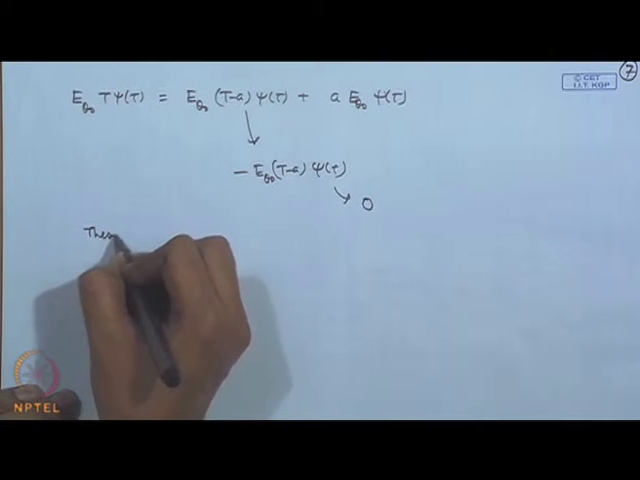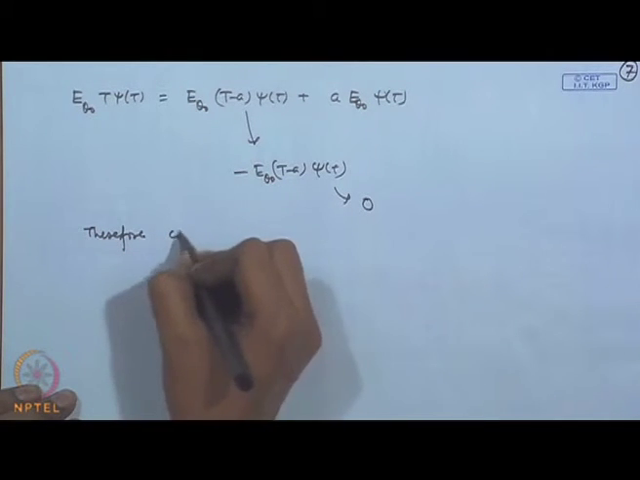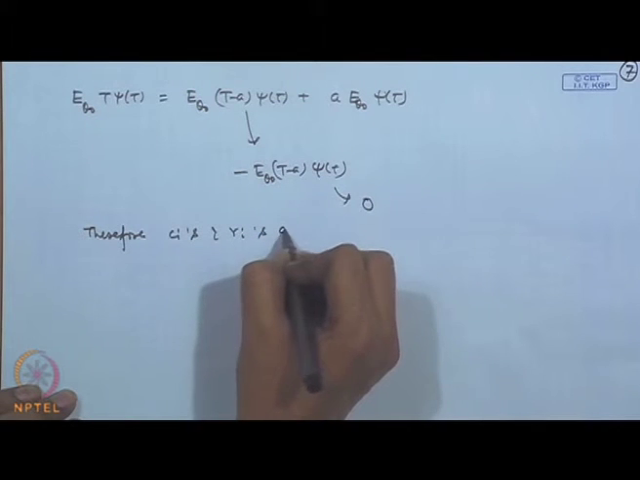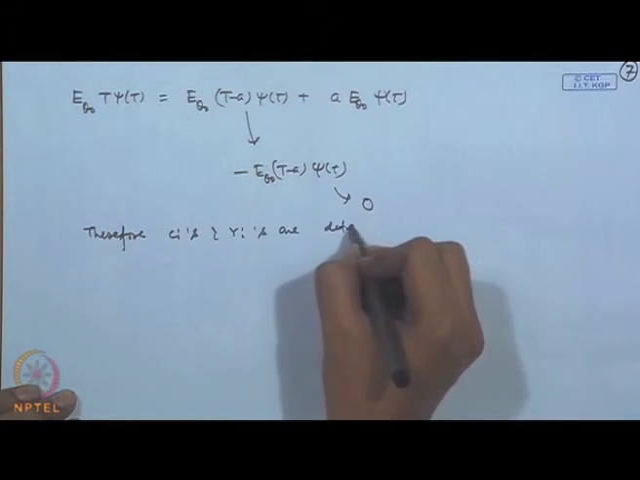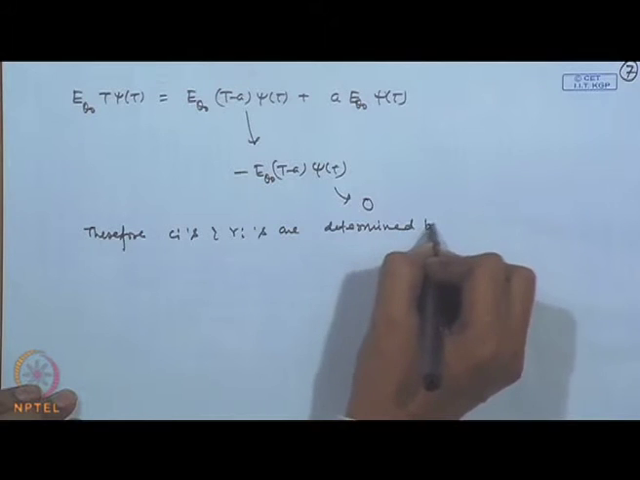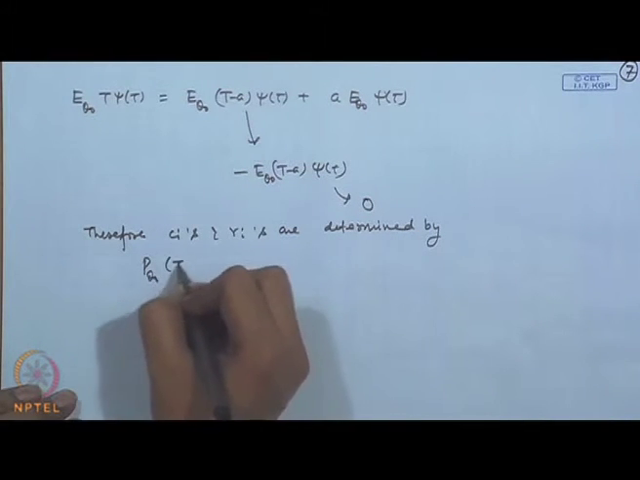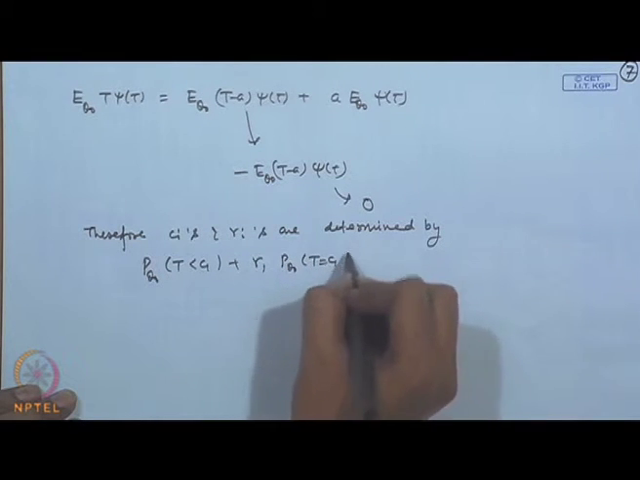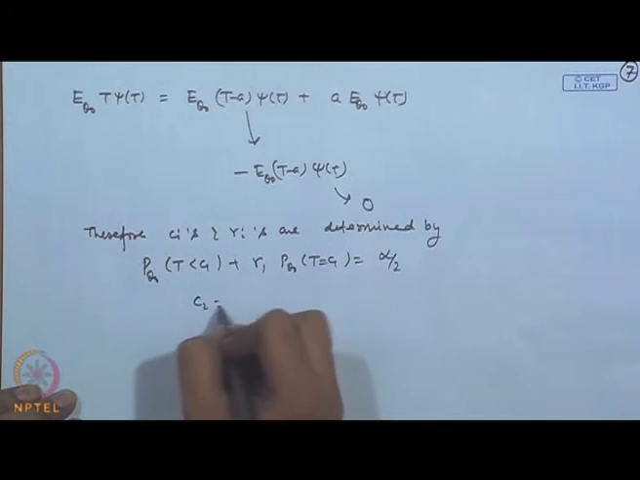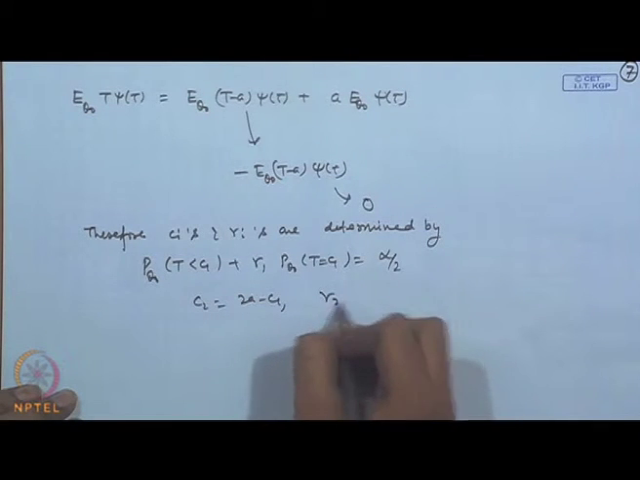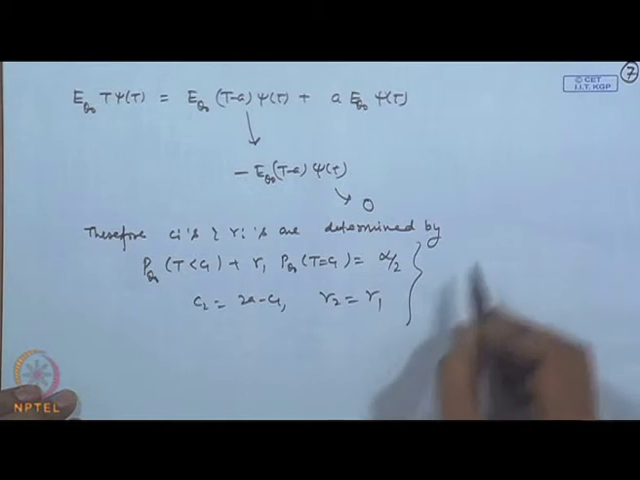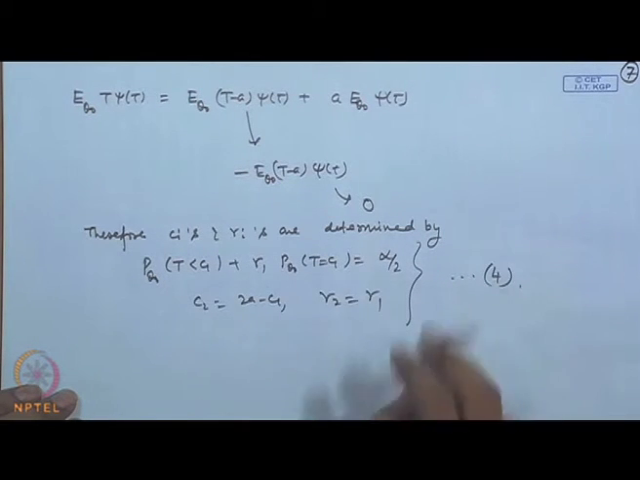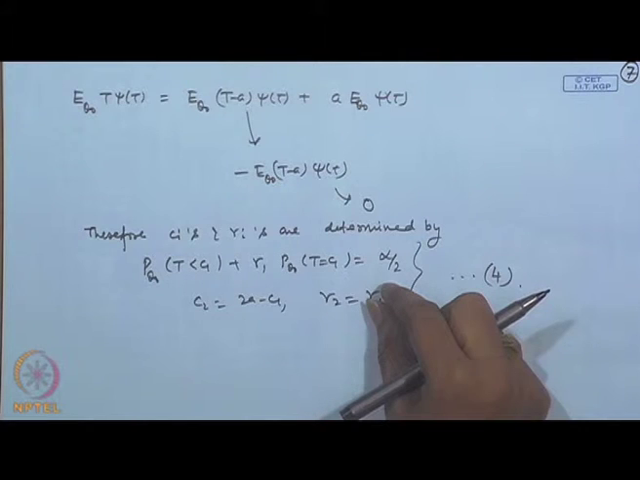Therefore, the Ci's and gamma i's are determined by alpha by 2, C2 is equal to 2A minus C1 and gamma 2 is equal to gamma 1. So, the conditions get modified. In place of writing down these two conditions, we can reduce to these two conditions here.